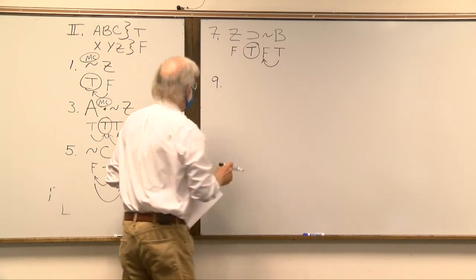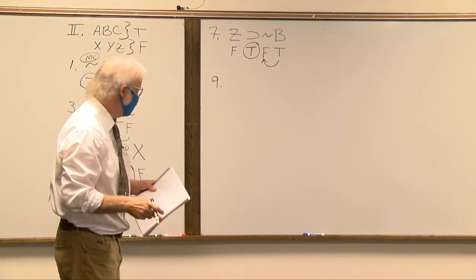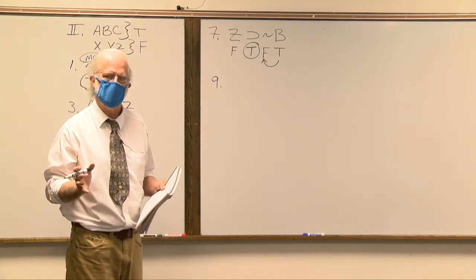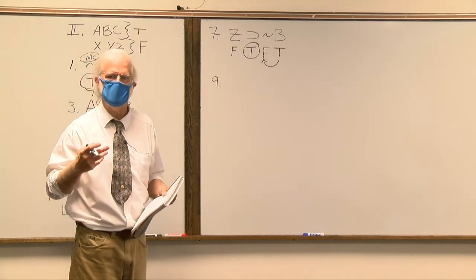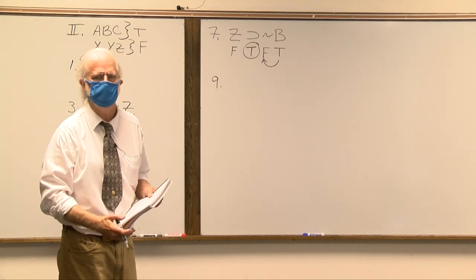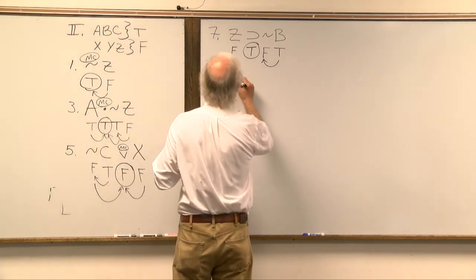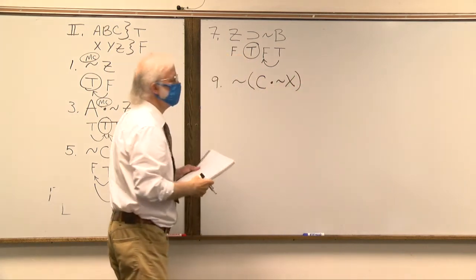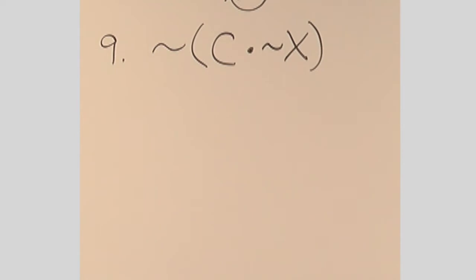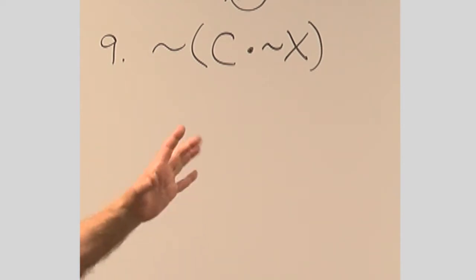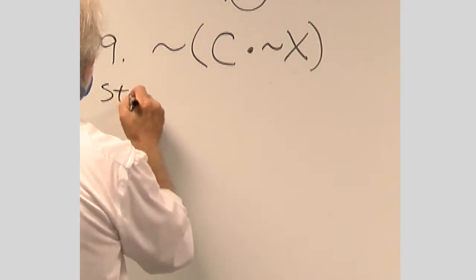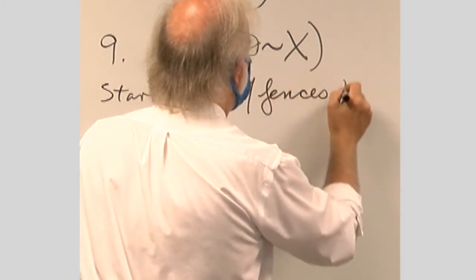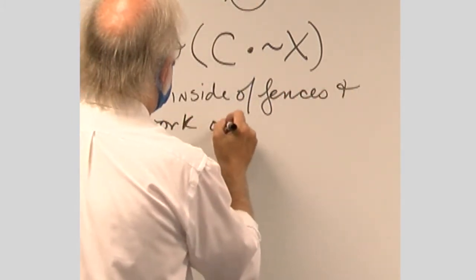Put a star next to number 9. This is going to be important for you to understand. It's what you could call a building block problem. The principle here is going to come up again and again all the way to the final exam, so it's important. What we've got here is not both C and not X. What you always do is start inside of a set of fences and work out. Start inside of fences and work out.